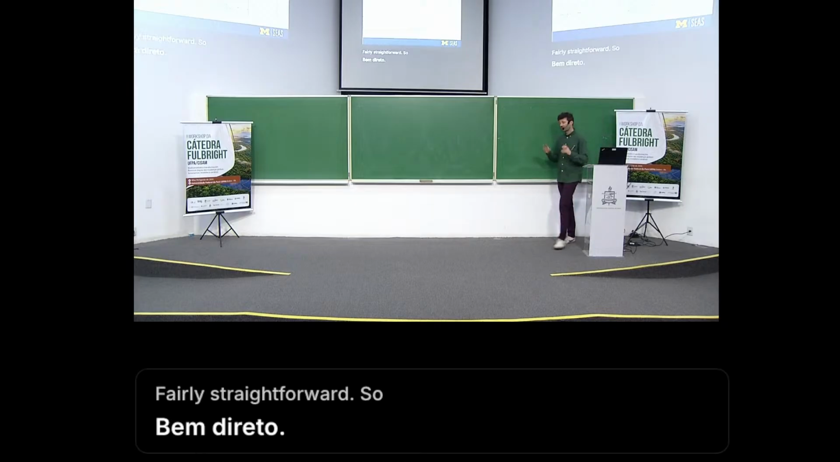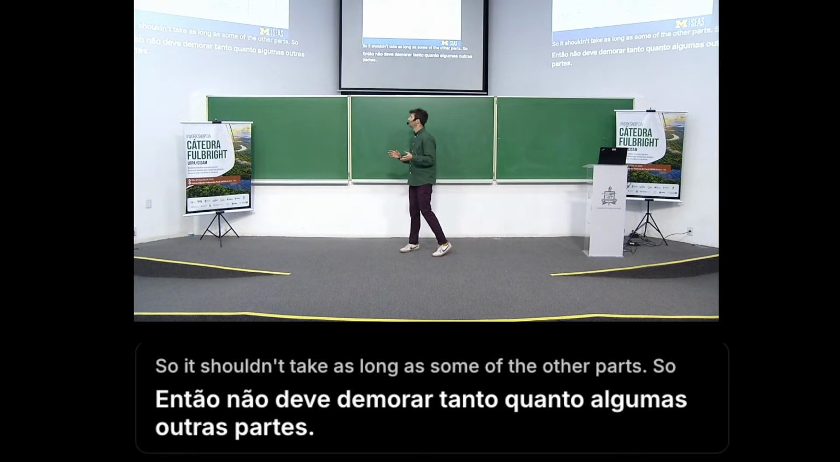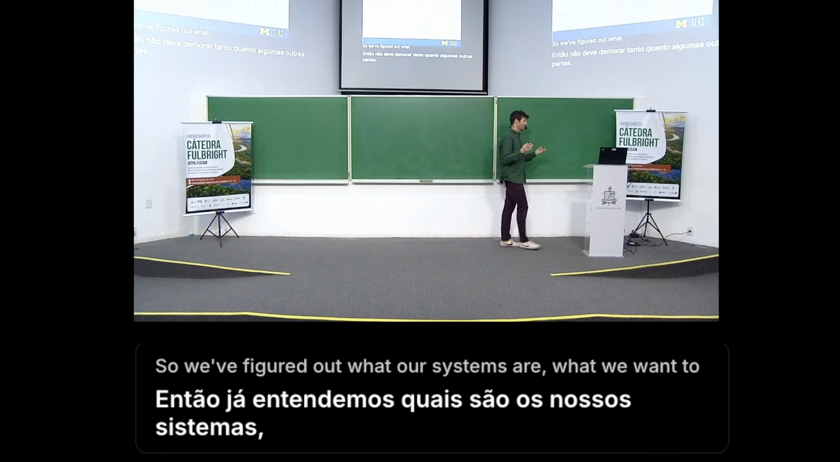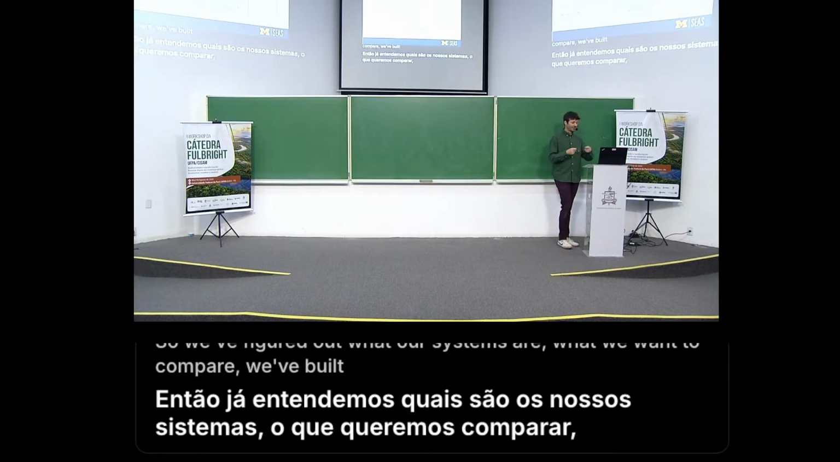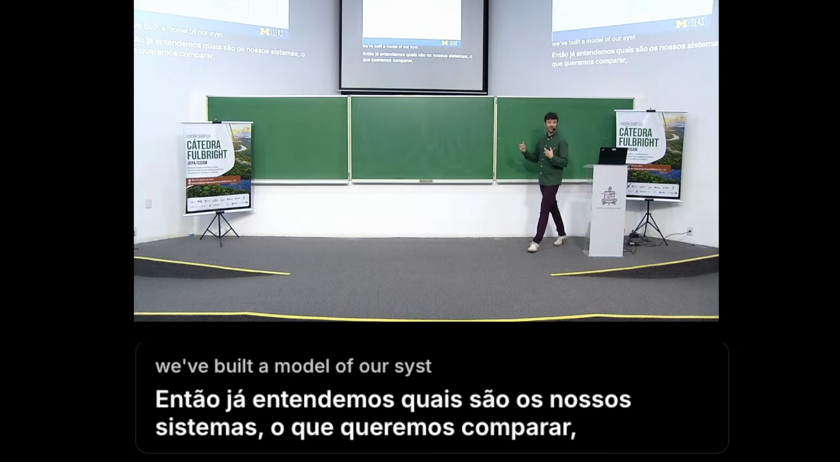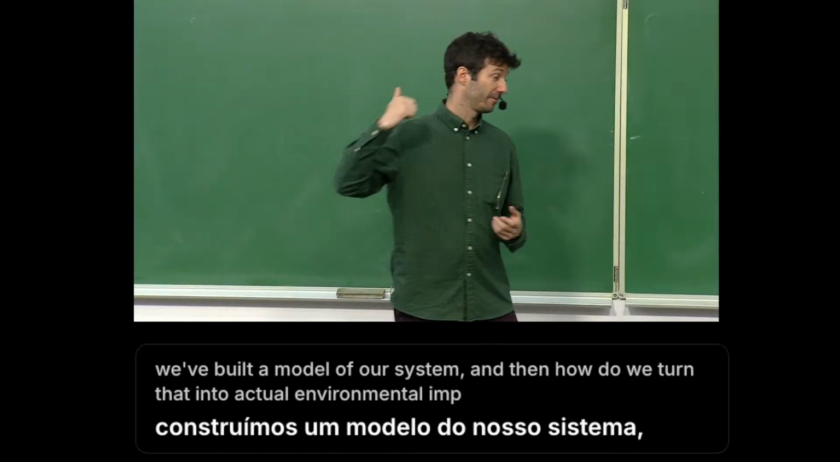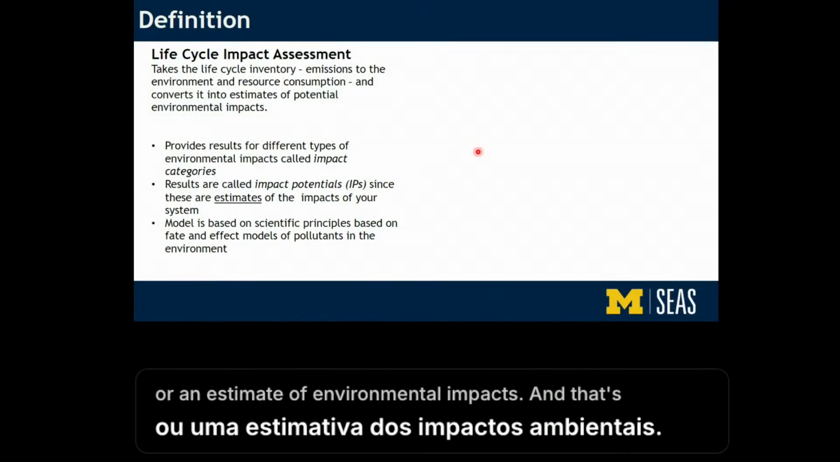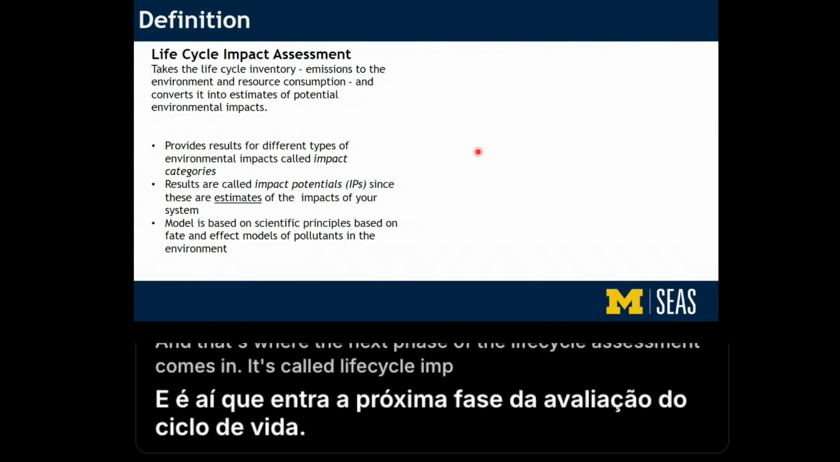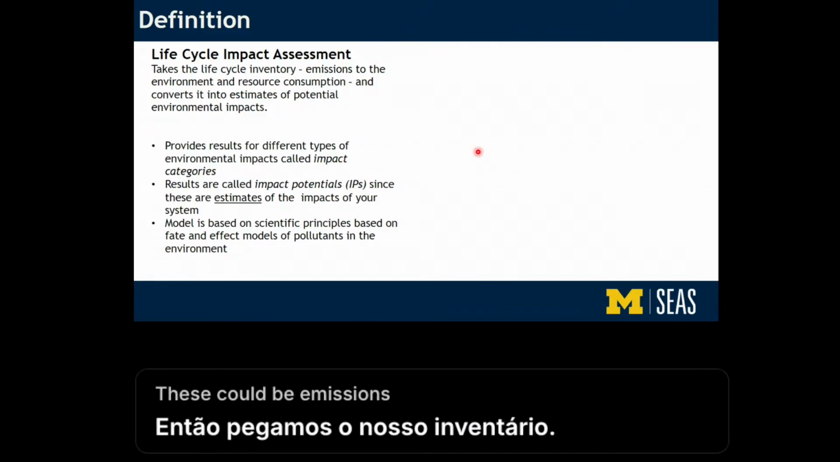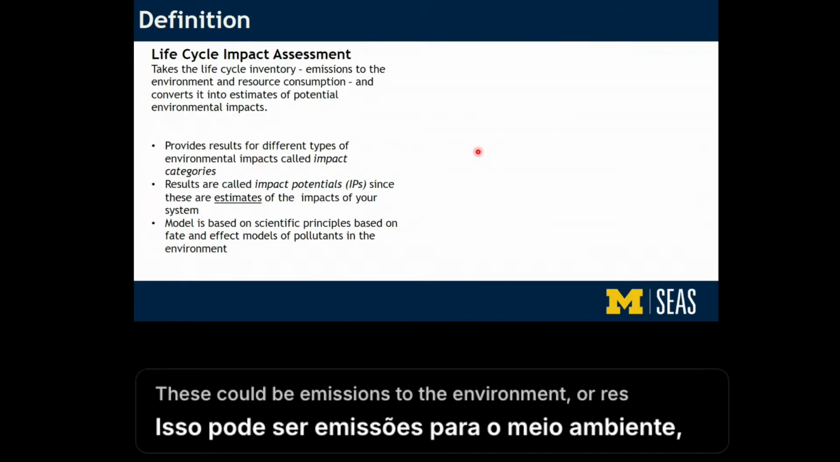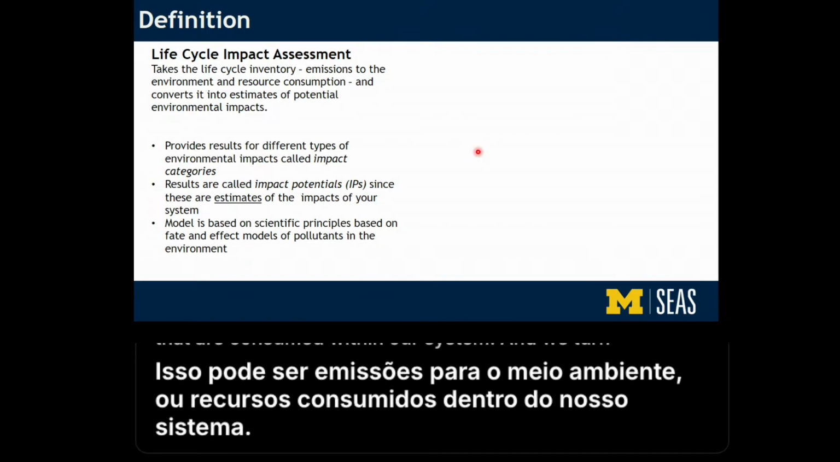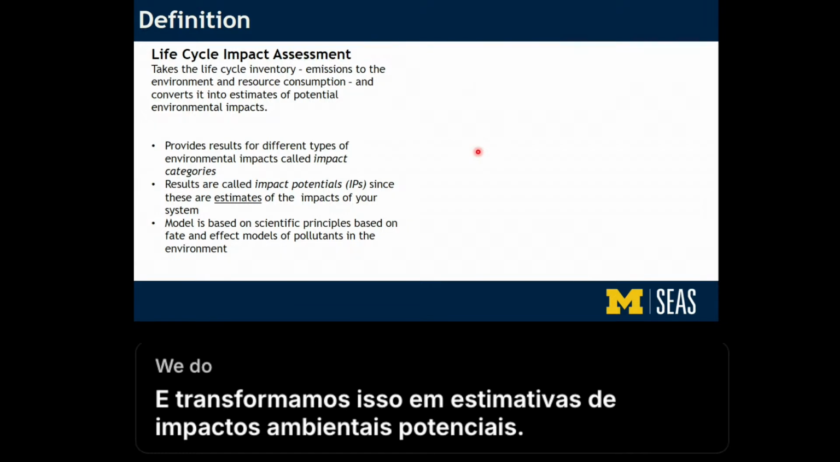So we've figured out what our systems are, what we want to compare. We've built a model of our system. And then how do we turn that into actual environmental impacts or an estimate of environmental impacts? And that's where the next phase of the life cycle assessment comes in. It's called life cycle impact assessment. So we take our inventory. These could be emissions to the environment or resources that are consumed within our system, and we turn them into estimates of potential environmental impacts. We do this for different types of environmental indicators. In life cycle assessment, we call these impact categories.